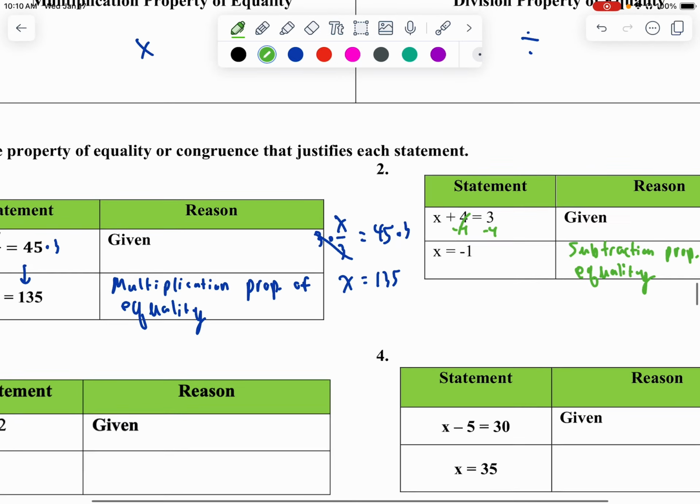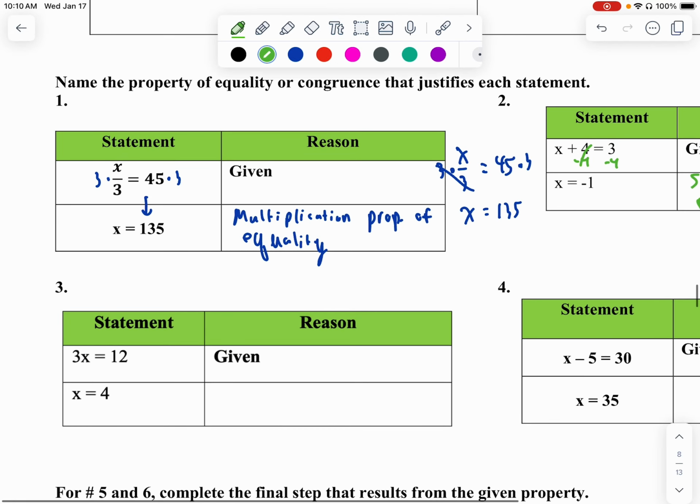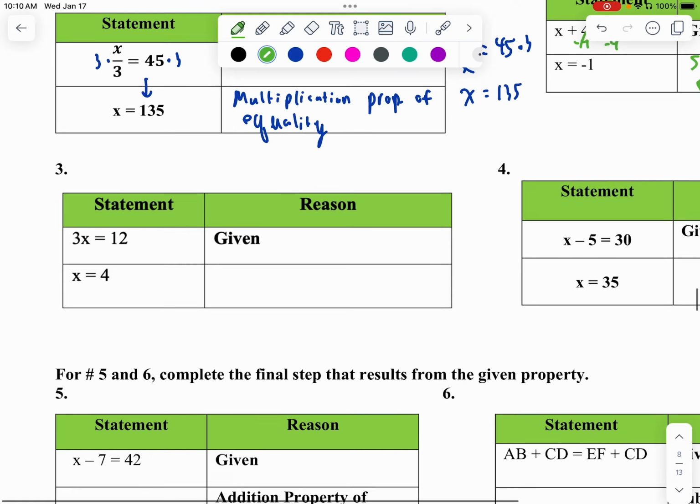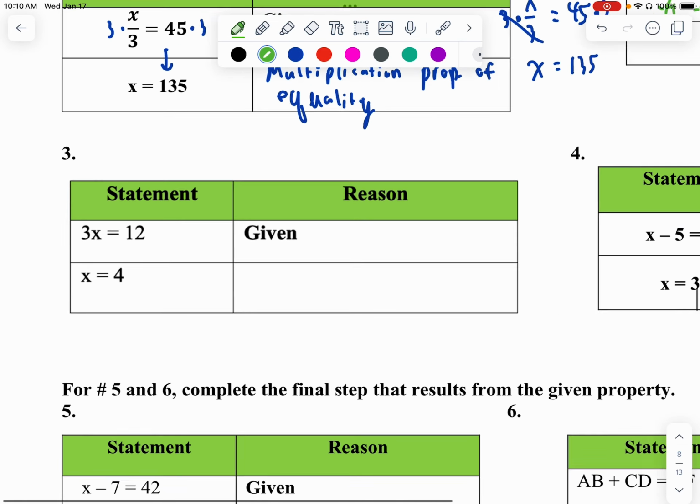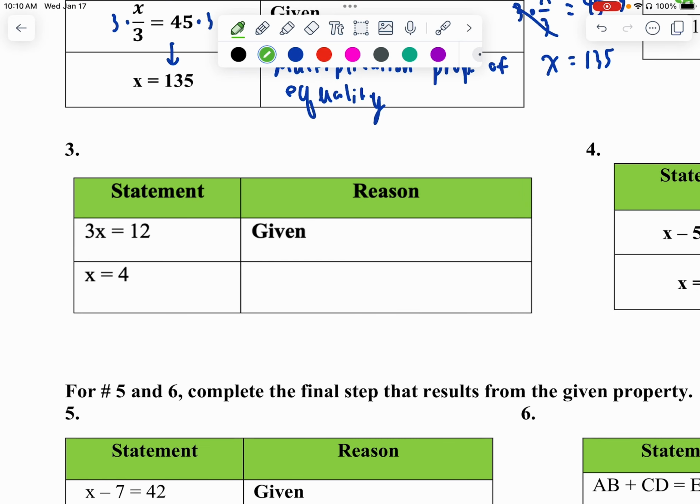And we can go through and use these remaining two to finish these out. So like we see on number 3, we have 3x equals 12. To finish this problem, we would divide both sides by 3. So our reason for how we got to x equals 4 would be division. So that's the division property of equality.